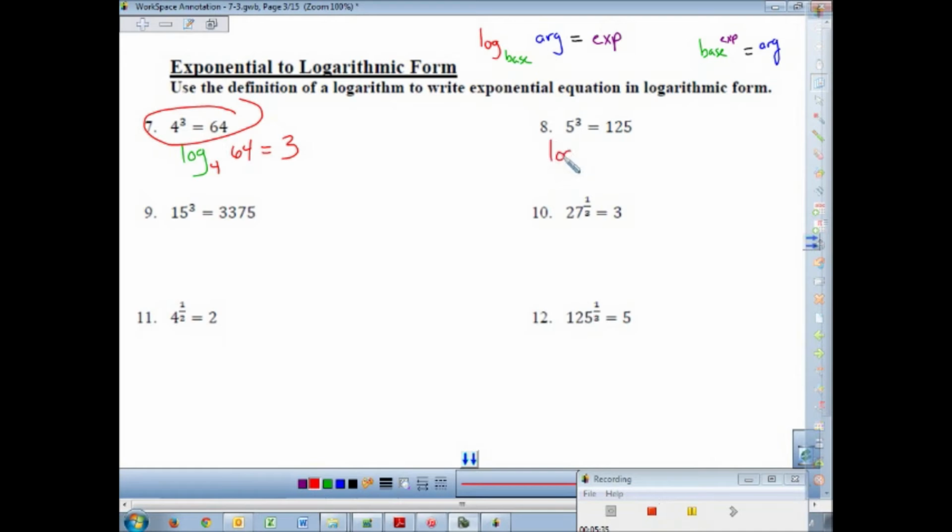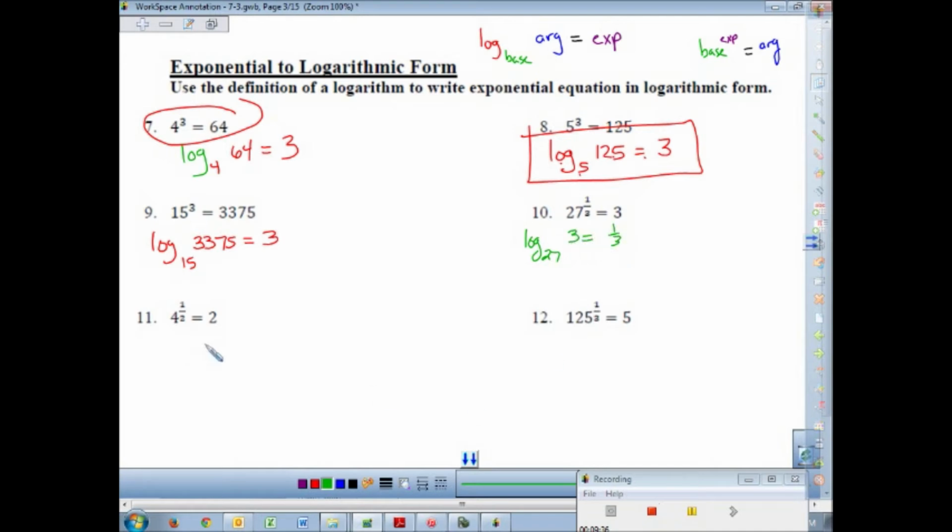How about this guy? We want him logarithmic, so log base 5 of 125 equals 3. Okay. Next one. Log base 15 of the argument, which is 3375, equals 3. One more here. Log base 27 of the argument, which is equals 1/3. 2 more.